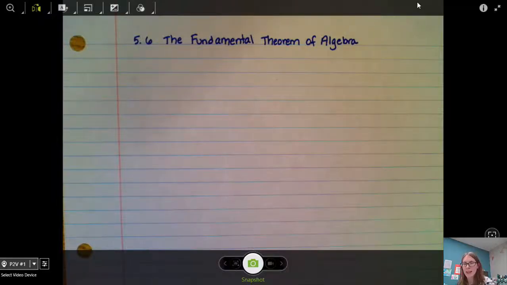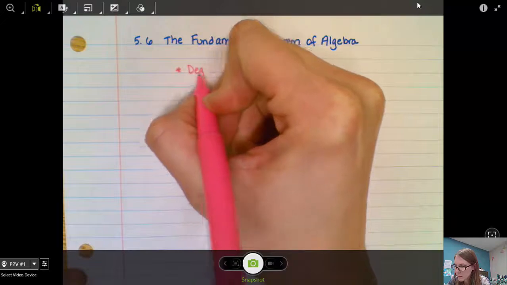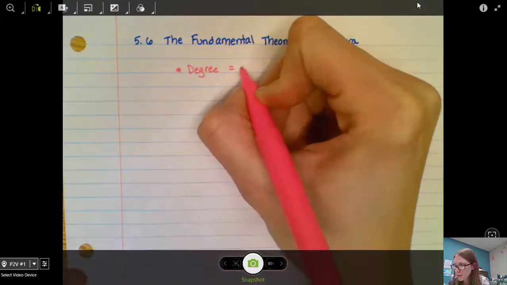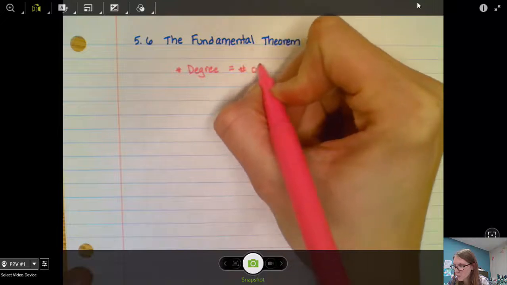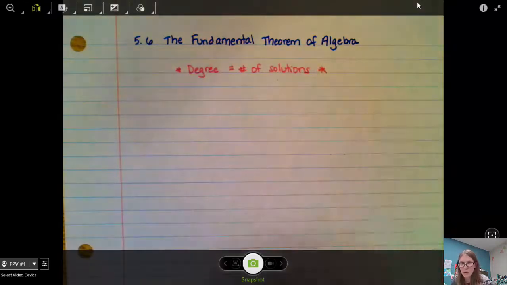In section 5.6, which is titled The Fundamental Theorem of Algebra, we see something that we've been practicing basically throughout our chapter. The fundamental theorem of algebra says that the degree tells us the number of solutions. That's what our fundamental theorem of algebra tells us. Now we are going to take this fundamental theorem and make sure that when we are solving some of our more complicated polynomial equations, we are finding all of our solutions.